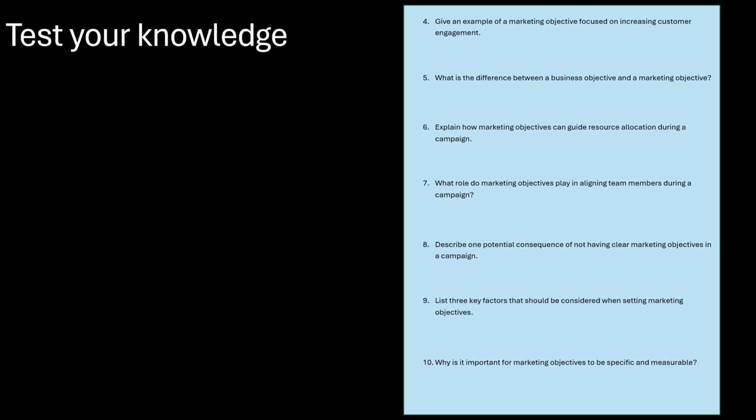Question 8, describe one potential consequence of not having clear marketing objectives in a campaign. And number 9, list 3 factors that could or should be considered when setting marketing objectives. Final question, number 10, why is it important that marketing objectives are specific and measurable? Again, pause the video whilst you have a go at those questions if you want to.